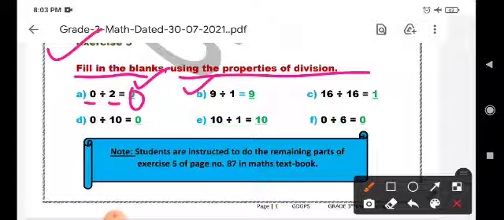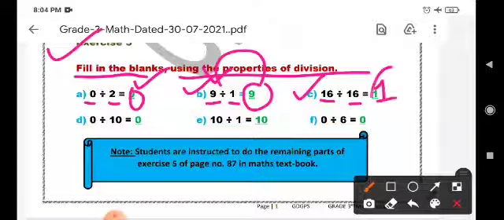9 divided by 1. This is the first property, division by 1 property. Whenever you divide any number, the number here is 9, the dividend, by 1, when 1 is the divisor, the quotient is the number itself. Now C, 16 divided by 16. This question is testing the property of dividing a number by the number itself. When your dividend is equal to the divisor, then the quotient will be 1, because 16 ones are 16.